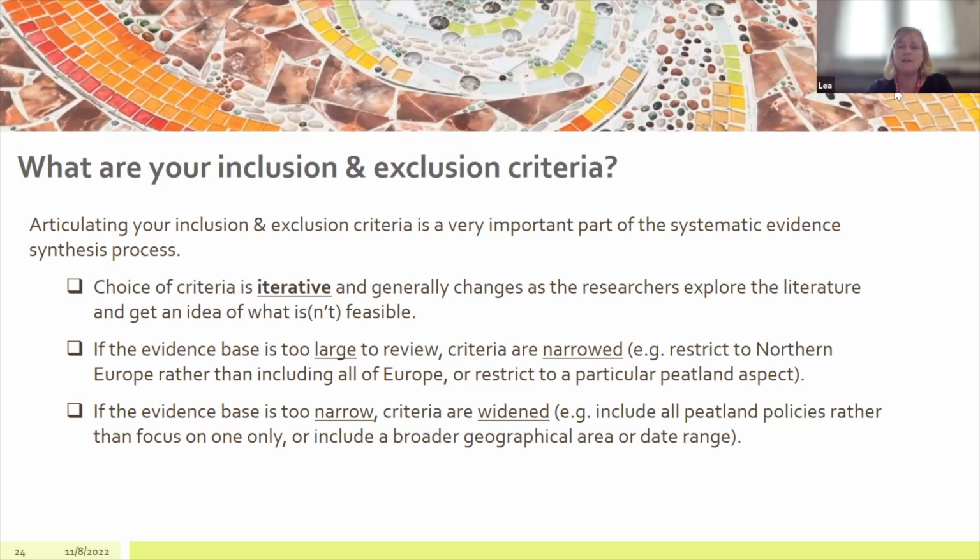So if the evidence base you realize is turning out to be too large, you can narrow the criteria and the scope. So for example, focusing on peatlands in Northern Europe rather than just Europe, or looking at a specific aspect of peatlands. Similarly, if the scope is too narrow and not many relevant papers are showing up, you can widen the scope. So let's look at all peatland policies rather than just one, or let's look at a broader geographic area. So there tends to be this sort of iterative adjustment of the scope as we see how many papers are coming up as relevant.